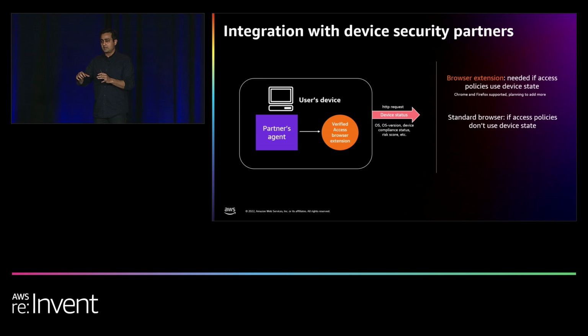And when the user accesses their application, when they send the HTTP request, our extension also sends the device claims. Now, if you are not using device claims in your policy, you don't need this extension. You can just use a standard browser, the browser you are using, and it will work. Only if you are using device claims in your policy do you need the browser extension.